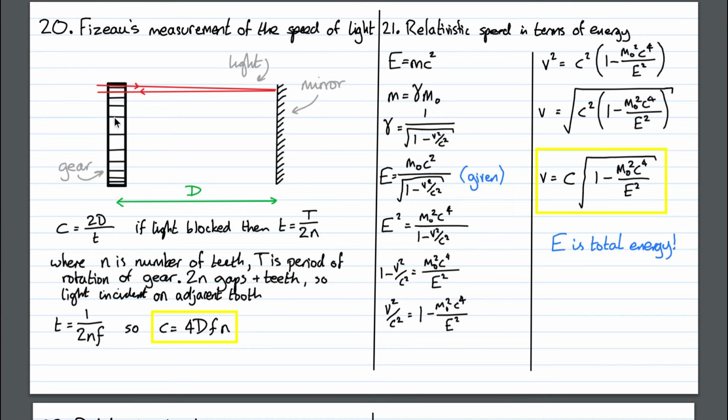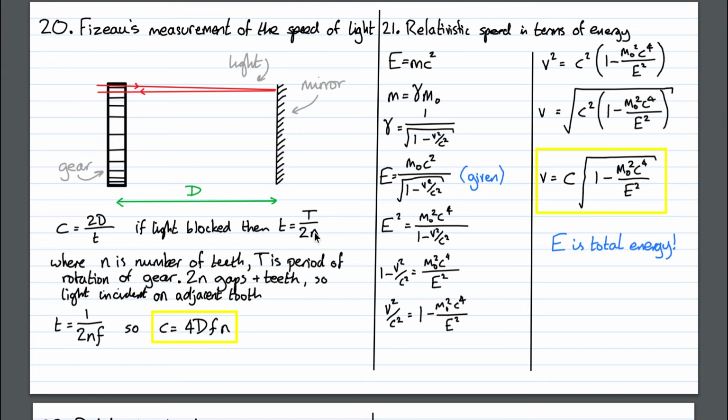So the speed of light is going to be the distance it travels between the gear and the mirror, that's big D, times 2, because it's there and back, divided by the time it takes to get there and back, which I'm calling lowercase t. And if the light is blocked, and this is an interesting one, then the time it takes is going to be the time period divided by twice the number of teeth. Now, why is it twice the number of teeth?